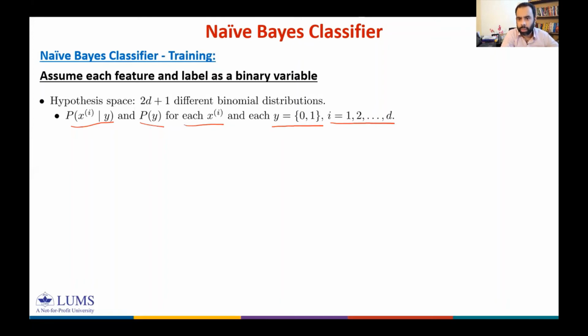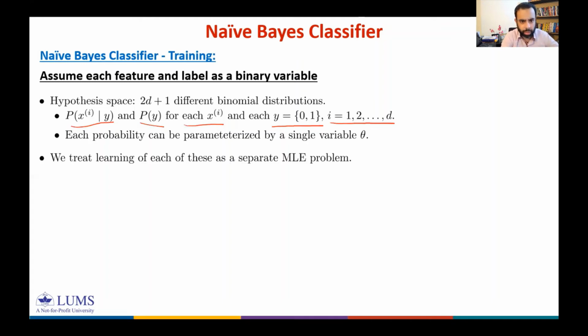Since it's a binary variable, it can take either 0 or 1. It's a Bernoulli random variable. Each probability can be parameterized by a single variable theta. Recall, when we define a Bernoulli random variable, we can simply use one variable to characterize its distribution. Since we only need to learn one single variable theta, we treat learning of each of these as a separate MLE problem, because we have already assumed independence.